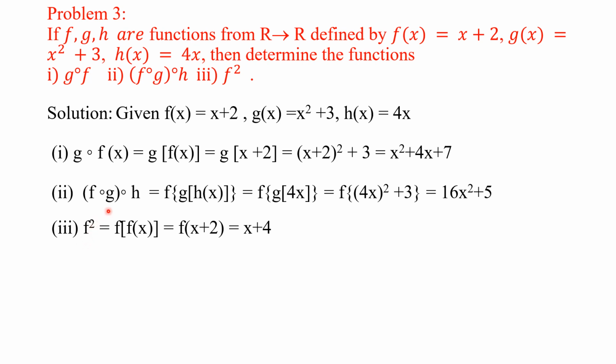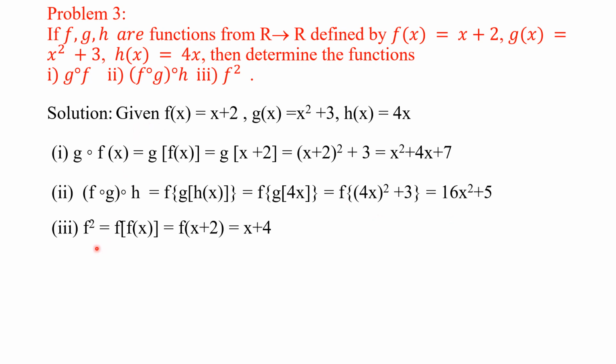And the second subdivision is f composition g composition h, this is how I write it: f of g of h of x, where h of x is 4x. So g of 4x. So this 4x will be first substituted in this g of x, which means it's going to be 16x square plus 3. Now this 16x square plus 3 should be substituted in f of x, which means 16x square plus 3 plus 2, which gives you 16x square plus 5.